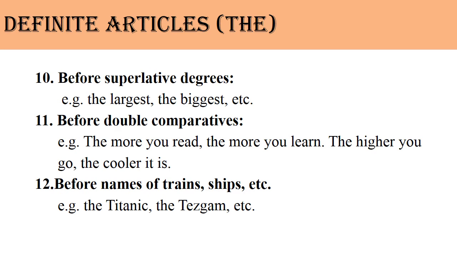Definite articles are also used before superlative degrees. Example, the largest, the biggest, etc. They are also used before double comparatives. Example, the more you read, the more you learn. The higher you go, the cooler it is. They are also used before names of trains, ships, etc. Example, the Titanic, the Tezgam, etc.